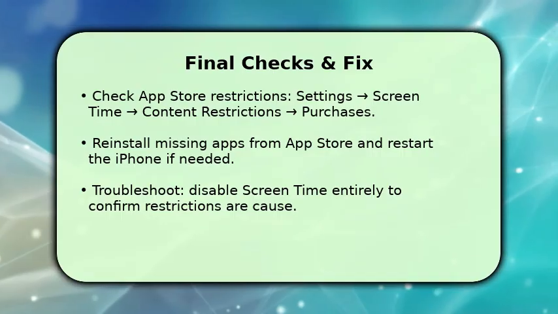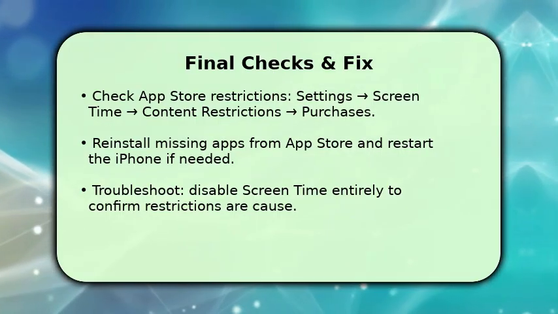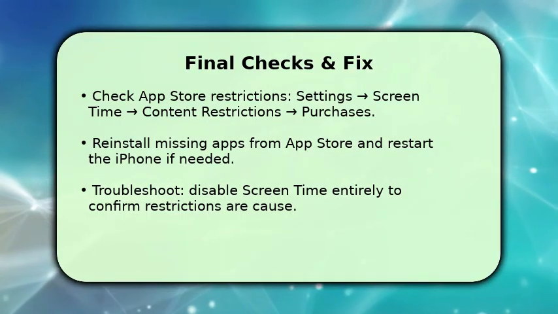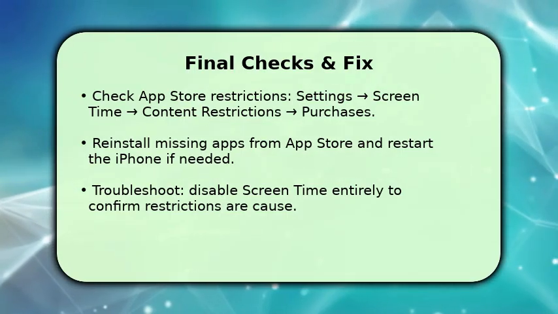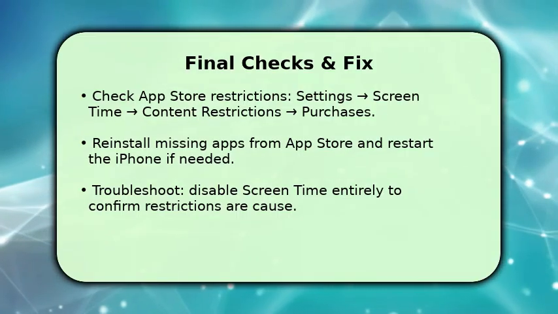Some settings can hide apps by age rating or purchase controls, so adjust them accordingly. If an app was deleted, reinstall it from the App Store, then restart your iPhone to clear temporary state issues. If the app still won't appear, temporarily turn off screen time to confirm restrictions are the culprit.